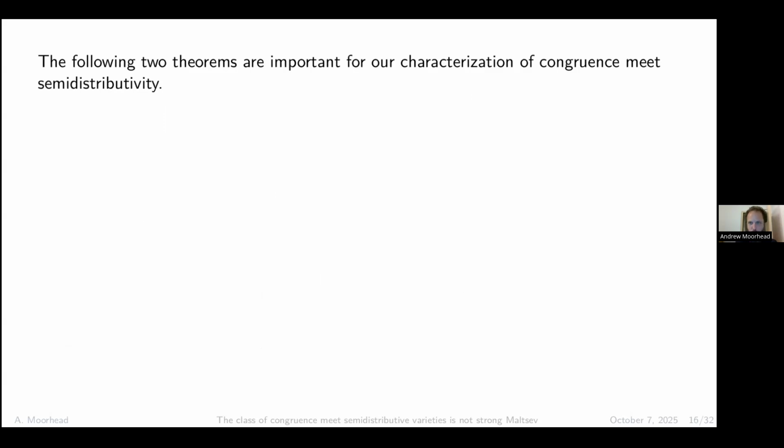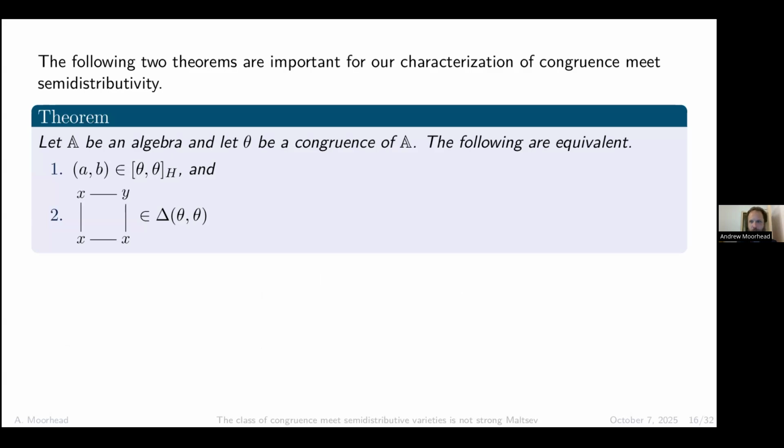So we want to talk about two more theorems which are important for our characterization. One of them is a characterization for this hypercommutator, which is quite nice. So it gives an explicit description in terms of the delta relation of what elements are in the hypercommutator. But of course, there's another typo that I missed. So this should be XY. So the following are equivalent. The pair XY belongs to the hypercommutator of theta theta, or we can find a square with three X's and a Y belonging to delta of theta theta.